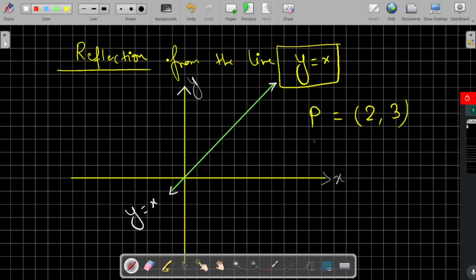Where is my point? 2 comma 3. So this is the point P, 2 comma 3, and you have to find its reflection from this line. What will be the answer?